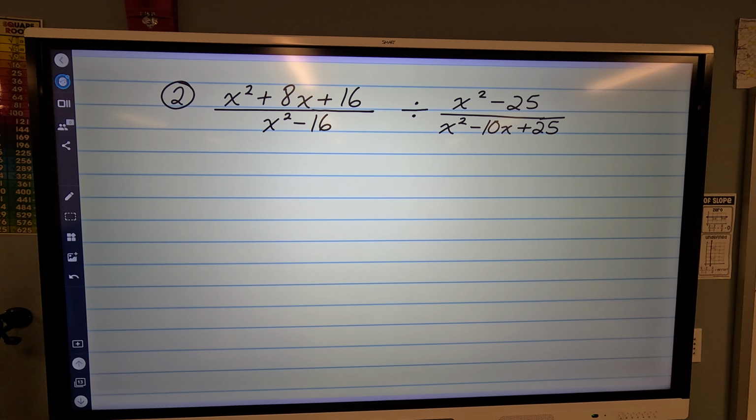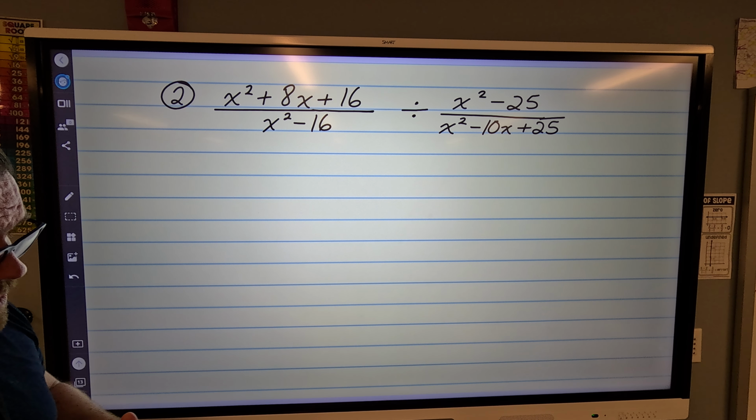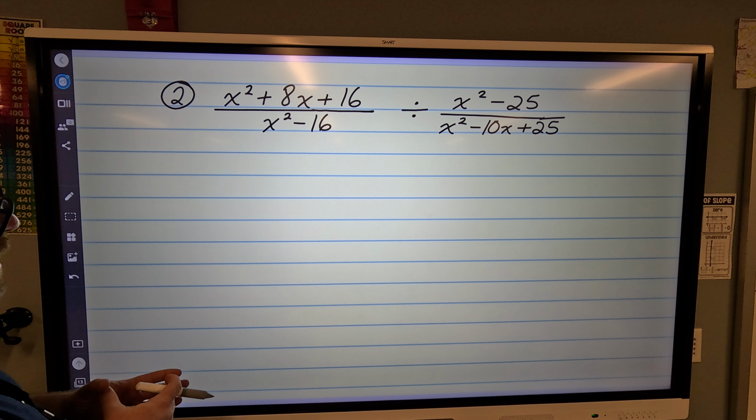This assumes that you know how to factor a perfect square trinomial and a difference of squares. If you want a deeper dive on either of those, say deep dive perfect square trinomial, or deep dive difference of squares, and comment that in the comments below.